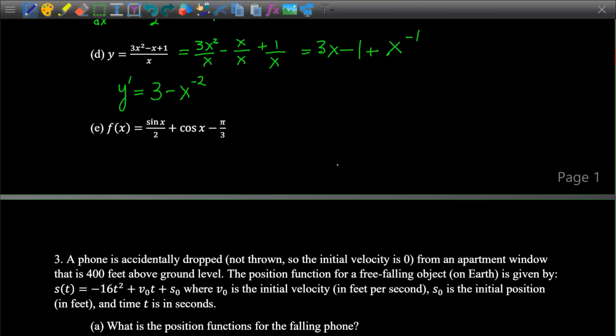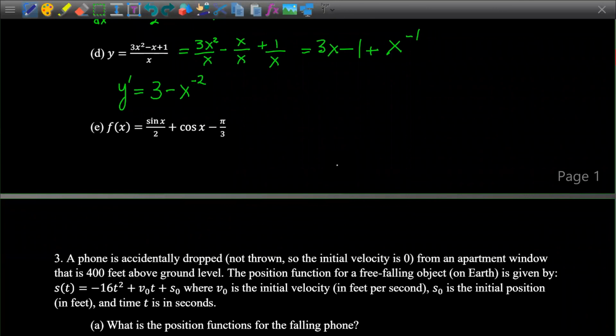And for part E, f prime. So I have the derivative of, this is basically 1/2 sine of x. So we have a coefficient of 1/2, and then the derivative of sine is cosine. Derivative of cosine is minus sine, so I'll put minus sine x. And then we have a derivative of a constant, which is just 0. So that's the answer.